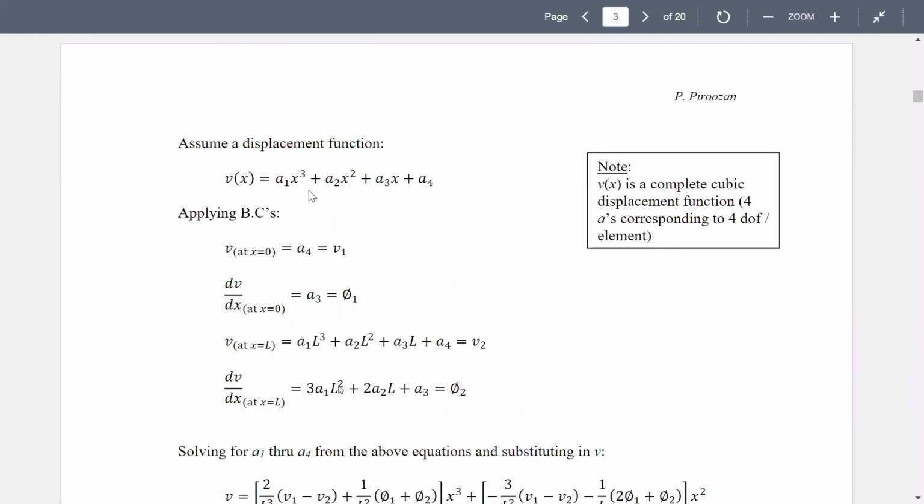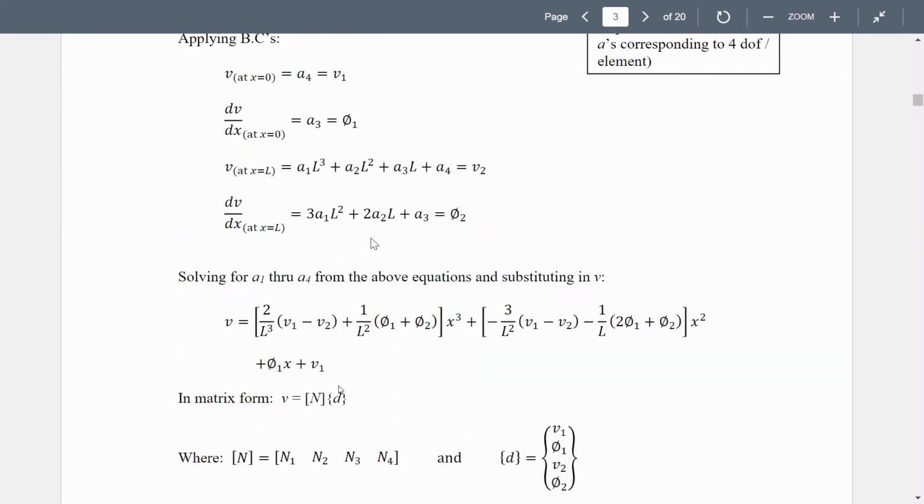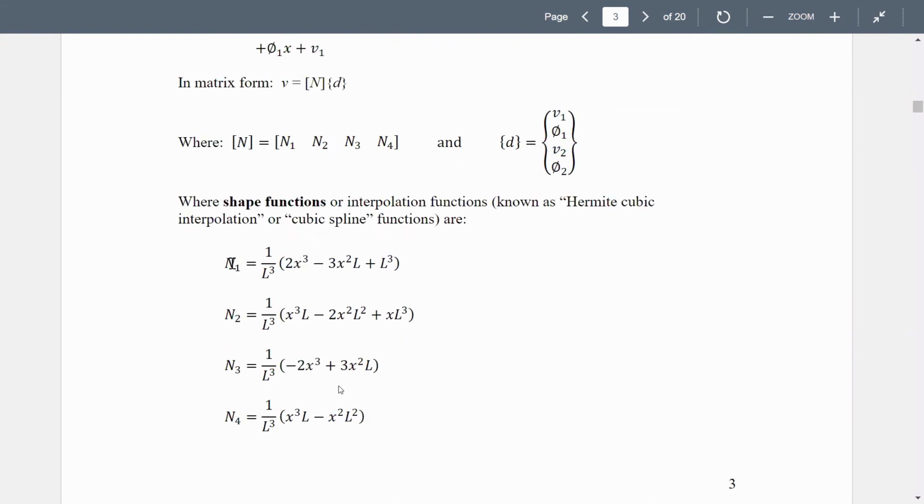Tell me, what type of equation is this one? Here you see this was where we started, the displacement function. What type of equation is this? Cubic? Cubic. A polynomial of order 3, or a cubic equation. Okay, very good. What type of equation is this? The cubic as well. Cubic again.